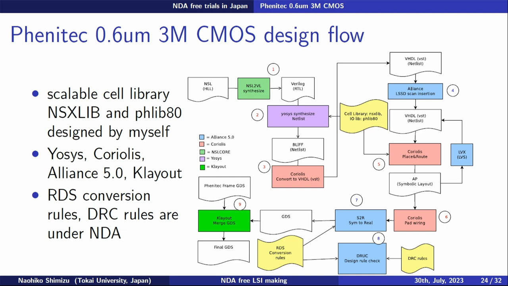We use Yosys and Coriolis and my cell library and other technologies. Also, at the final stage, Fabricate requests their own frame of the GDS, merged into the chip. So I use KLayout to merge. Actually, they request us to do Calibre validation, but I send the GDS directly to Fabricate, and they validate with Calibre, and we don't have any errors in this flow.